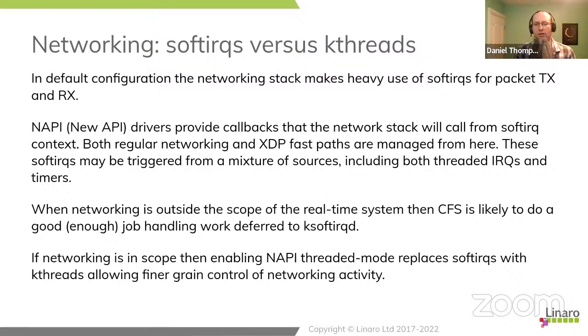If, however, real-time networking is within the scope of your real-time work, then you have to think about what it means to have softirqs and what level you should run them at, and so on and so forth. The one thing I would strongly suggest is that you look at a thing called NAPI threaded mode. NAPI threaded mode was introduced in, I think, 5.12. It's an option to replace softirqs with kthreads to dispatch the TX and RX activity.